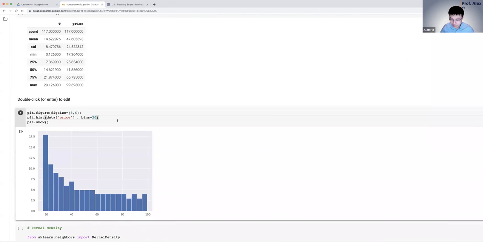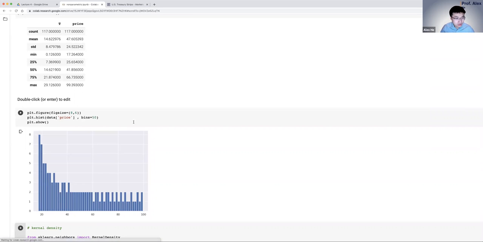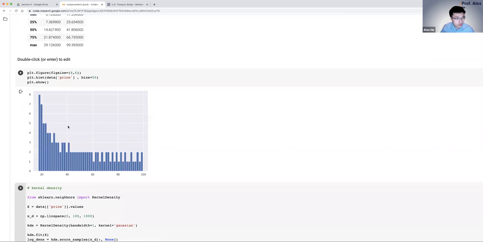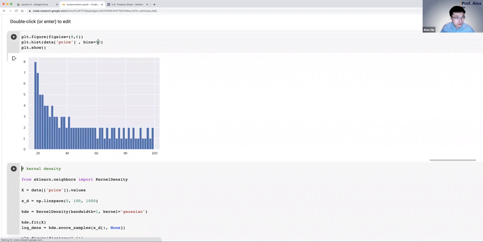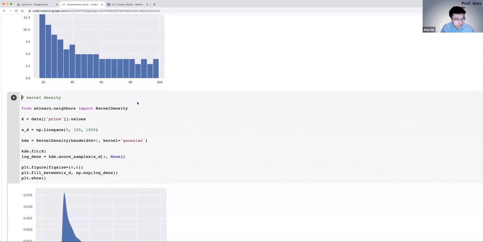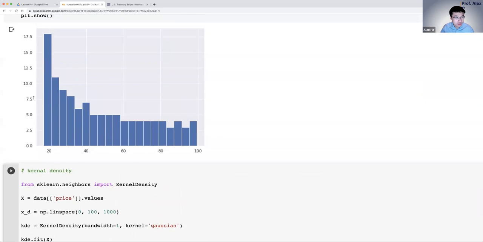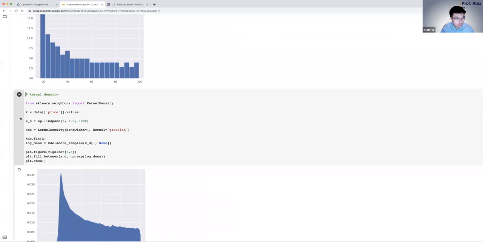And you can change the number of bins if you wanted each bin to have more observations or less observations. Okay, and that will give you different histograms. And then kernel density is kind of similar. It's just a smooth version of the histogram. So here you import this function, kernel density, from the scikit-learn library. And again, we're plotting this price variable.